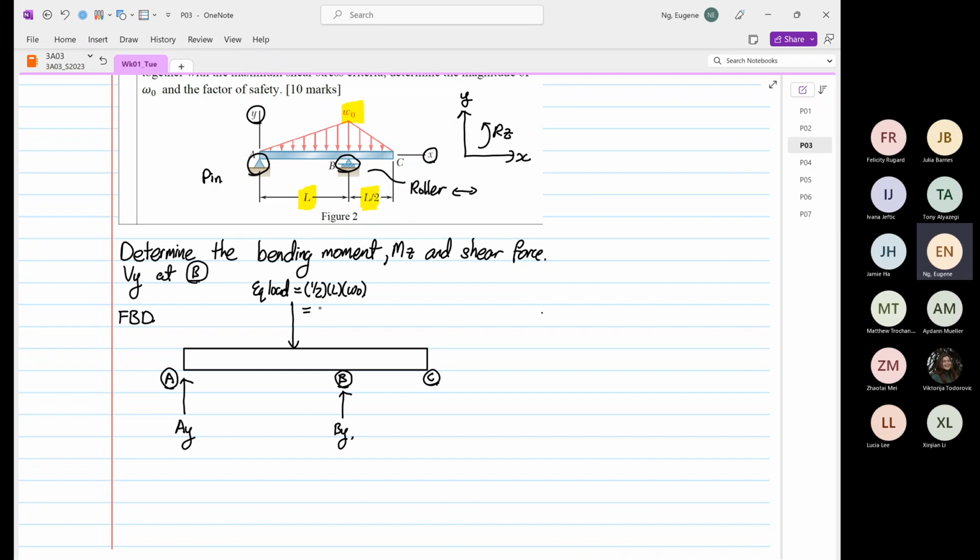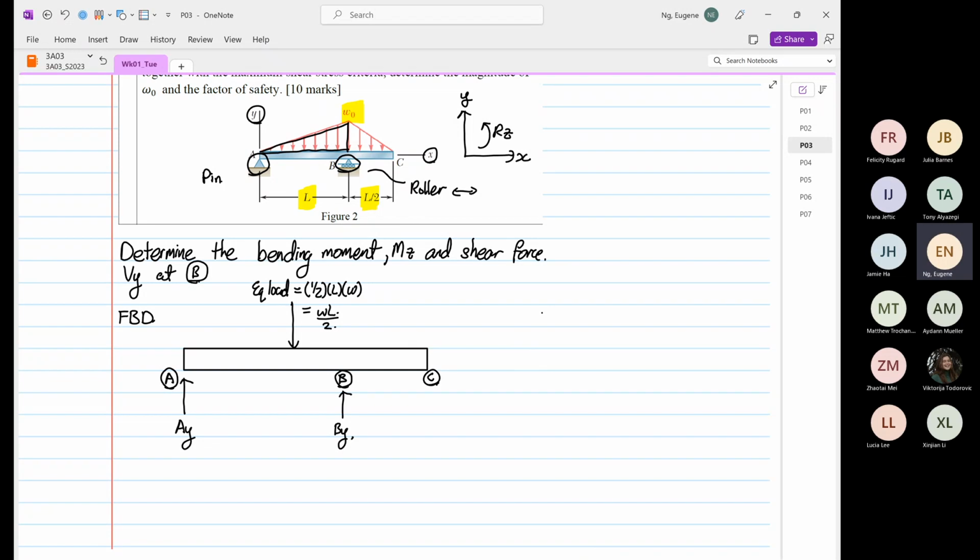This is equal to omega naught L over 2. Okay. So on the other side, again, why only omega? Let's ease our problem. We just call it omega. So this is just omega L over 2. So what we have just done is we have analyzed the load distribution between A to B. So A to B, we just look into this force distribution over here.